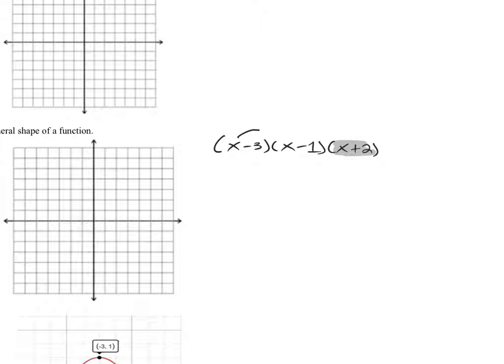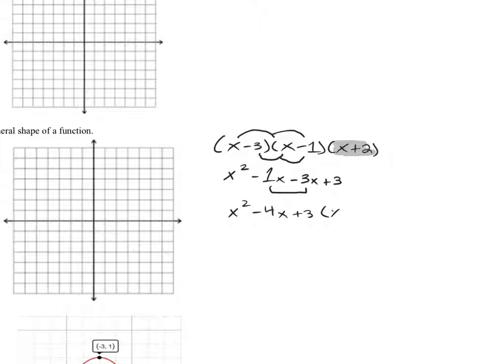So, x times x and x times negative 1. X times x is x squared. X times negative 1 is negative 1x. Next would be negative 3 times x and negative 3 times negative 1. Negative 3 times x is negative 3x. Negative 3 times negative 1 is positive 3. So now we would combine like terms. Like terms would be negative 1x and negative 3x. So that would become x squared minus 4x plus 3.